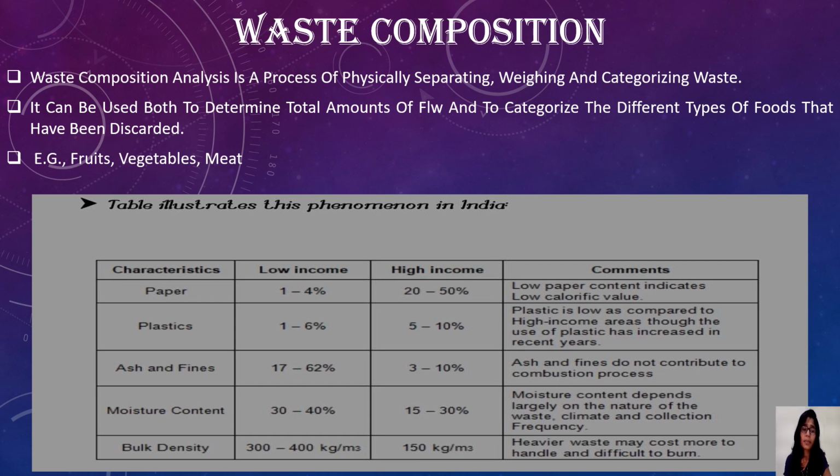Characteristics: paper, plastic, ash and fines, moisture content, bulk density. In low income, paper is 1 to 4 percent, plastic 1 to 6 percent, ash and fines 7 to 62 percent, moisture content 30 to 40 percent, and bulk density 300 to 400 kg per square meter. In high income, paper is 20 to 50 percent, plastic 5 to 10 percent, ash and fines 3 to 10 percent, moisture content 50 to 30 percent, and bulk density 150 kg per square meter.